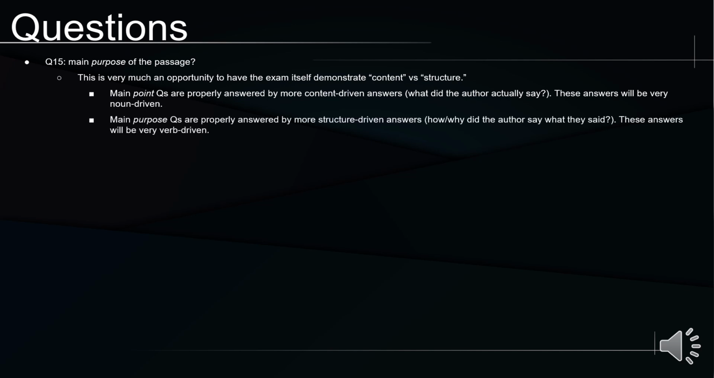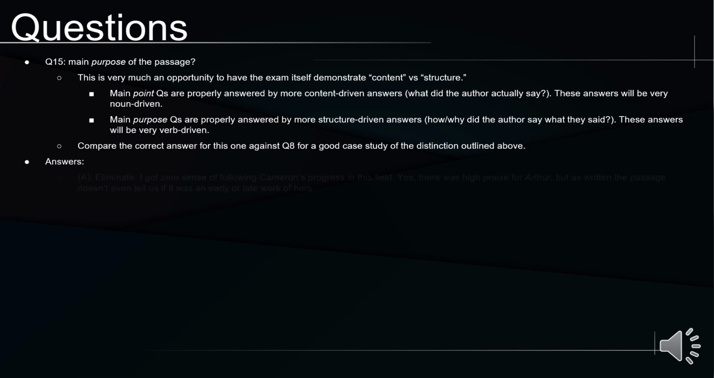Main purpose questions like number 15 are more properly answered by more structure-driven responses. How or why did the author say what they said? These answers will be very verb-driven, as you'll see shortly when we review answer choices. Before we do the analysis, I want to reiterate: compare the correct answer for this question against the correct answer for question number 8 to get a distinction of what the exam means by structure versus content. Question 8 demonstrates content. This question demonstrates structure.